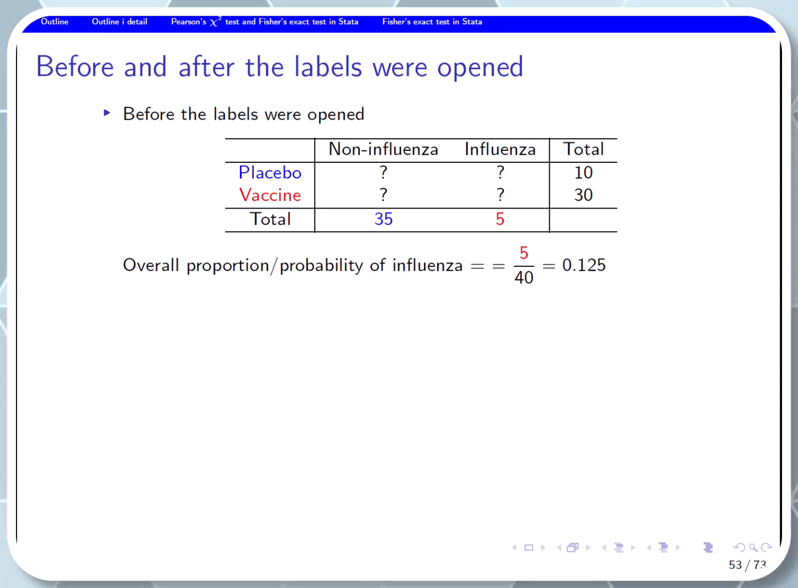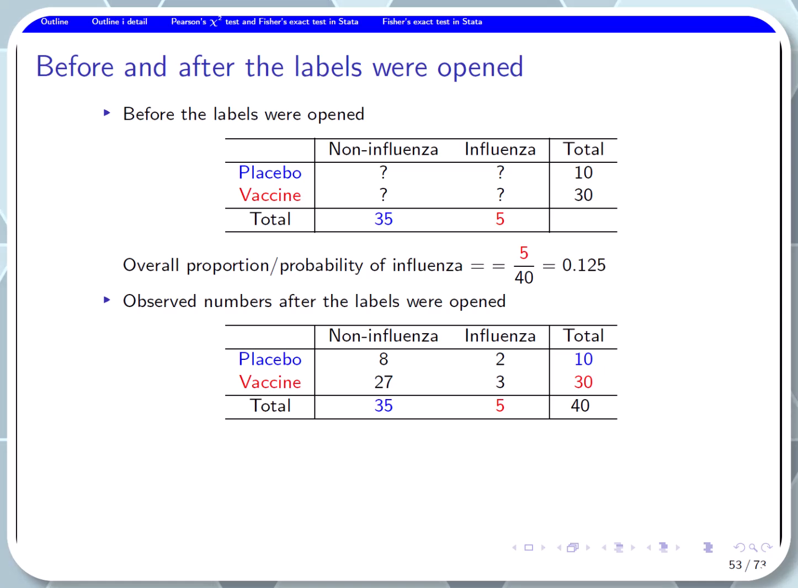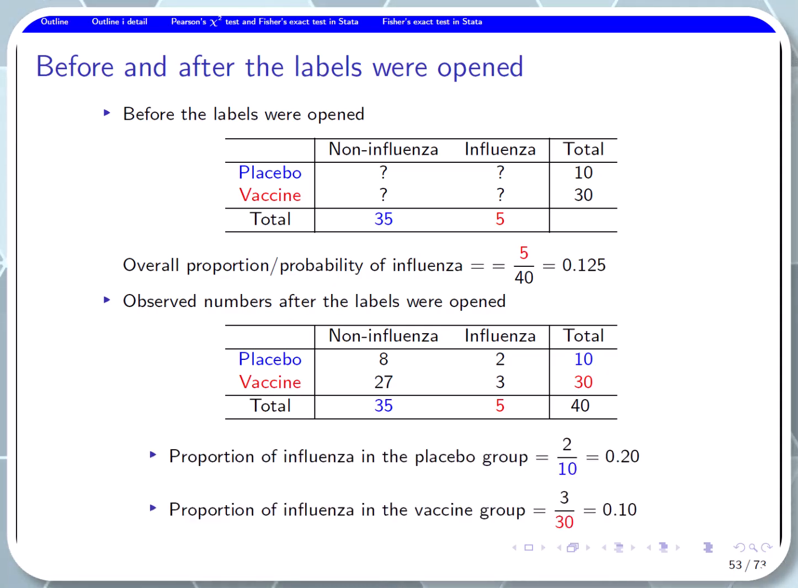Because the study was blinded, before the labels were opened, it's unknown how many cases of influenza occurred in the placebo group and how many cases occurred in the vaccine group. The probability is equal to 5 divided by 40, equal to 0.125. After the labels were opened, the following table shows the observed numbers. Based on the observed numbers, we can calculate the proportion of influenza for the placebo group and the vaccine group.